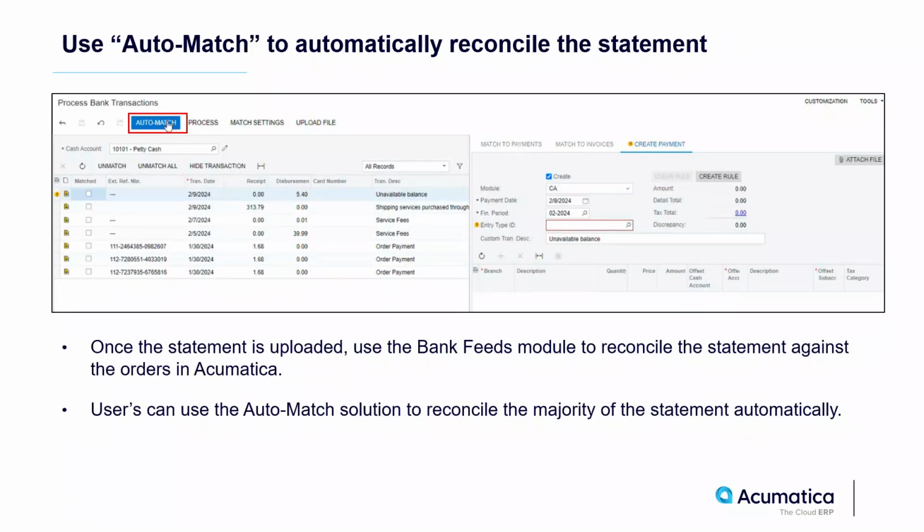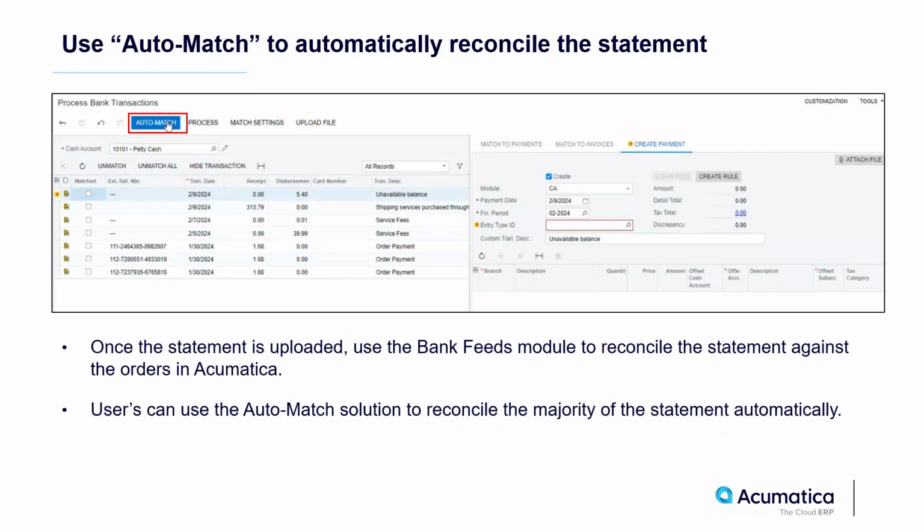That Amazon statement is going to populate inside of the bank feeds feature. Really, the bank feeds feature is built so that you can reconcile information that's inside the ERP against information that you have outside the ERP. For instance, bank statements, or in this case, Amazon statements.